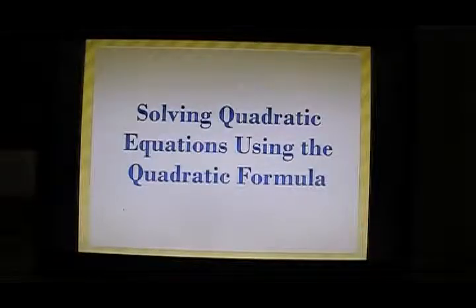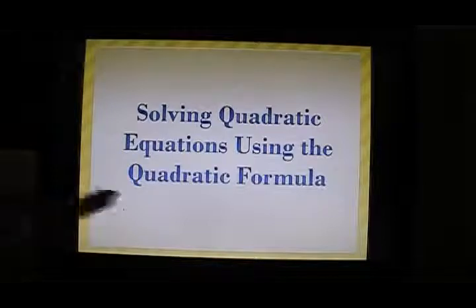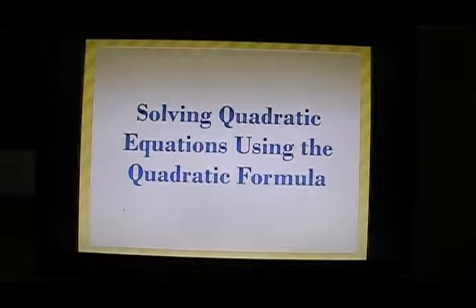So now we're going to talk about our final method for solving quadratic equations, and that's solving using the quadratic formula. Up to this point, we've looked at solving by using the factoring method, by extracting the root, and also by completing the square. And now we're going to look at the quadratic formula and actually the derivation of the quadratic formula using the method of completing the square.